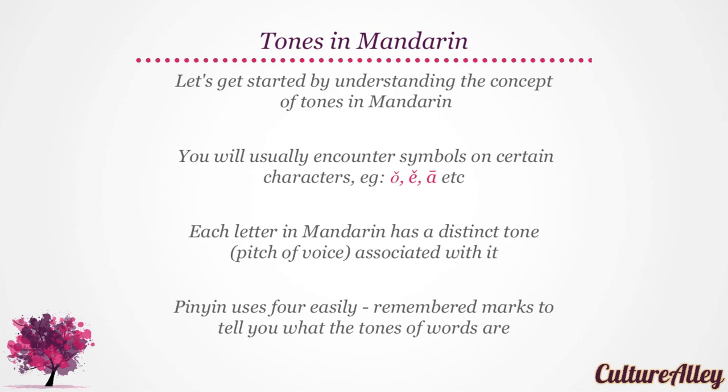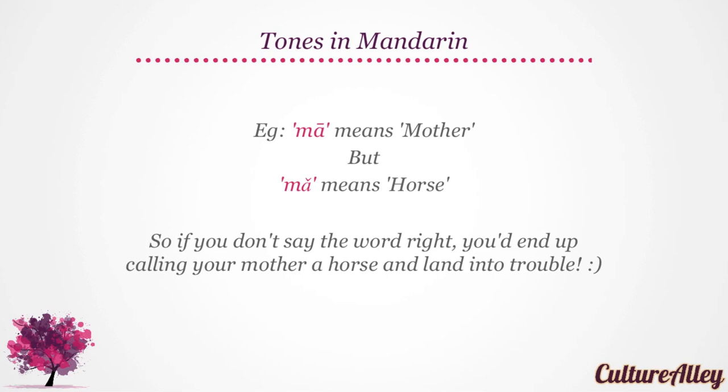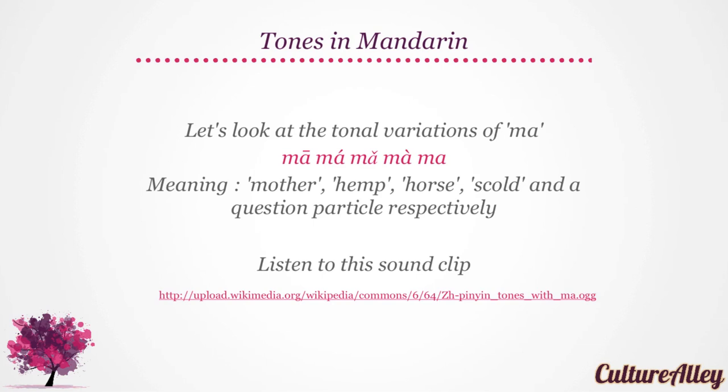This happens because each letter in Mandarin has a distinct tone or pitch of voice associated with it. Let's take an example. Ma means mother, but ma means horse. So, if you don't say the word right, you'd end up calling your mother a horse and land into big trouble. Let's take a look at the tonal variations of ma. Ma, ma, ma, ma, ma, meaning mother, hemp, horse, scold, and a question particle respectively.